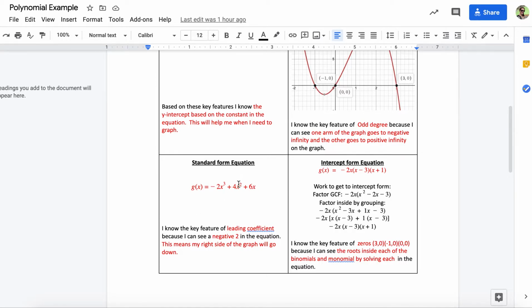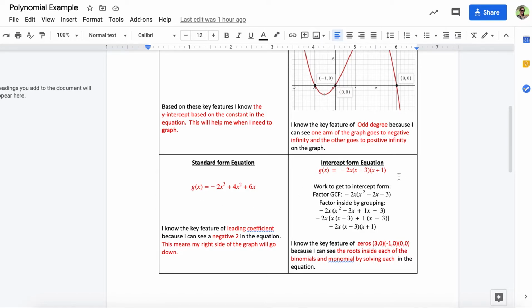Another thing I noticed in standard form was that it had no constant, which means that the y-intercept is going to be (0, 0). And so I was able to get an idea of what the graph might look like with the end behavior and the y-intercept. From standard form, I went into intercept form.